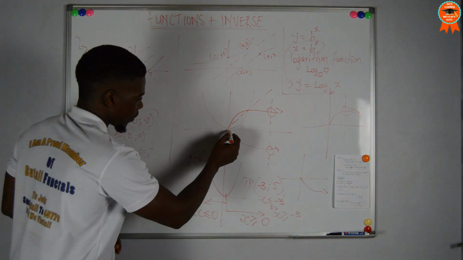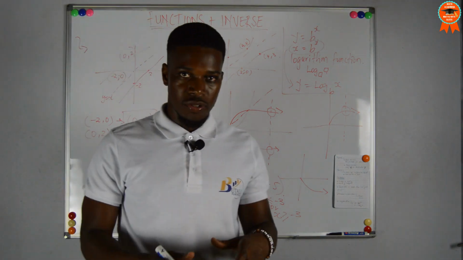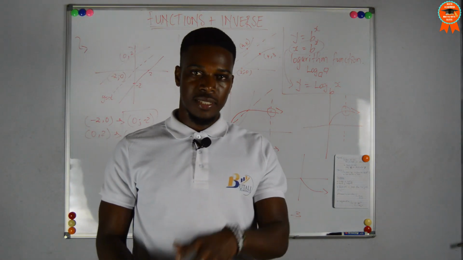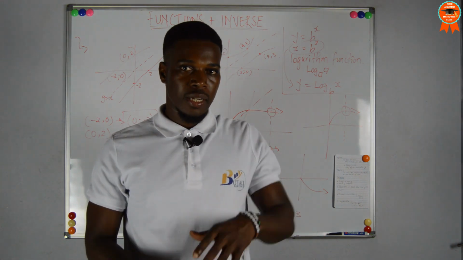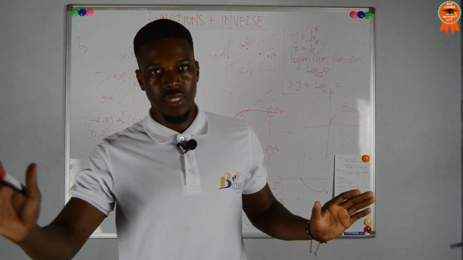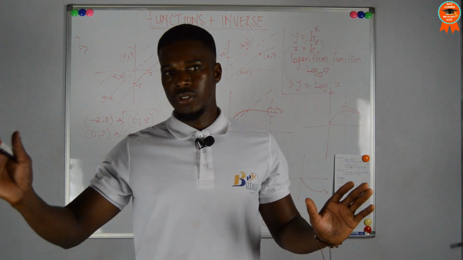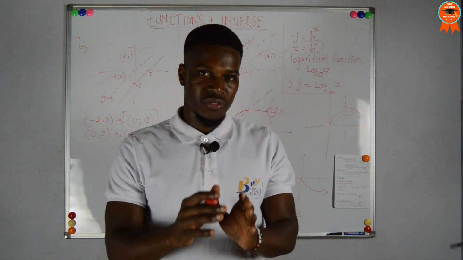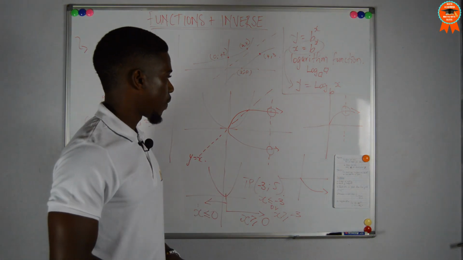And do not forget to restrict the parabola. If you make an inverse of the parabola and you do not restrict, it will be wrong. So you must restrict from the turning point to the left, or turning point to the right. x is less than or equal to, or x is greater than or equal to the x value of the turning point, and that is inverse functions.